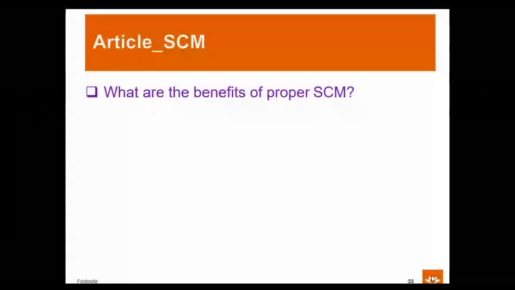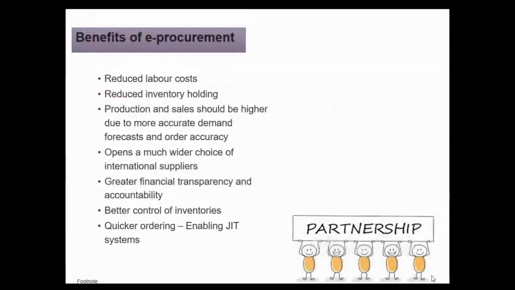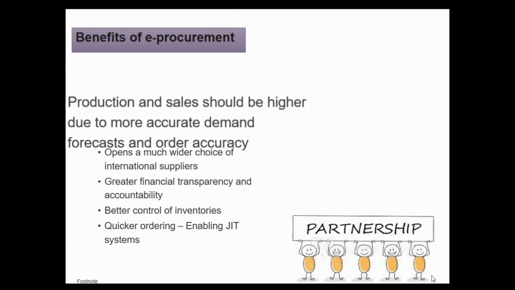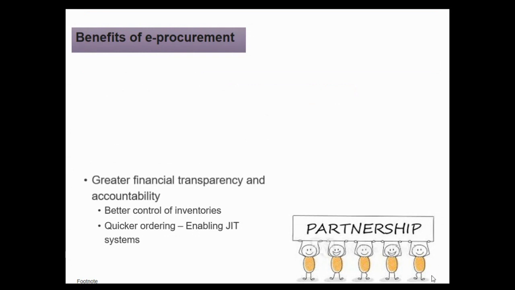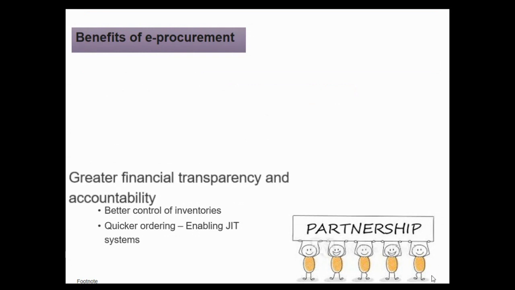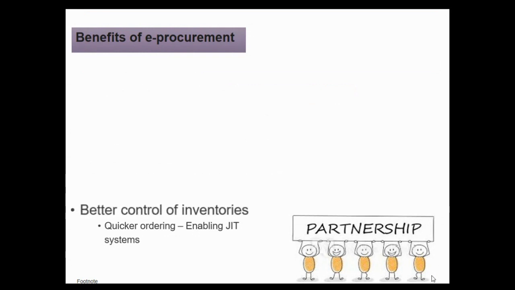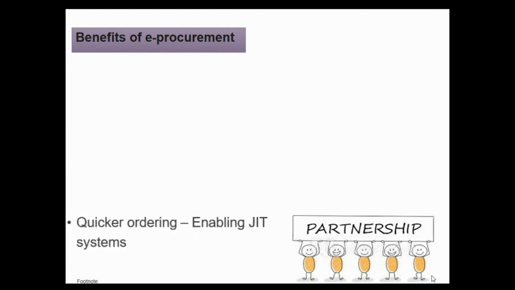Now looking at the benefits of e-procurement, and you can just study this. Firstly, reduce labor costs, reduce inventory holding. Production sales should be higher due to more accurate demand, open a much wider choice, greater financial transparency and accountability, better controls of inventory and quicker ordering, enabling just-in-time.